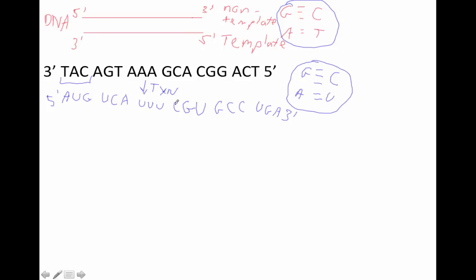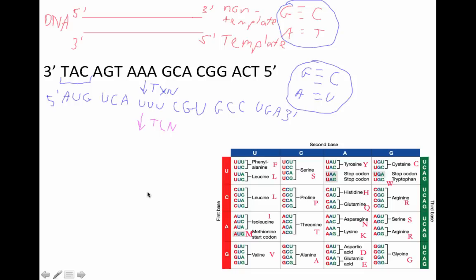Now, we want to convert this messenger RNA into a protein. How do we go about doing that? Well, we're going to do this by going through a process called translation. TLN is my shorthand for translation. And in order to accomplish this, what we need to do is look at this genetic code. This genetic code is similar to what's seen in your book. You can find it on the internet.